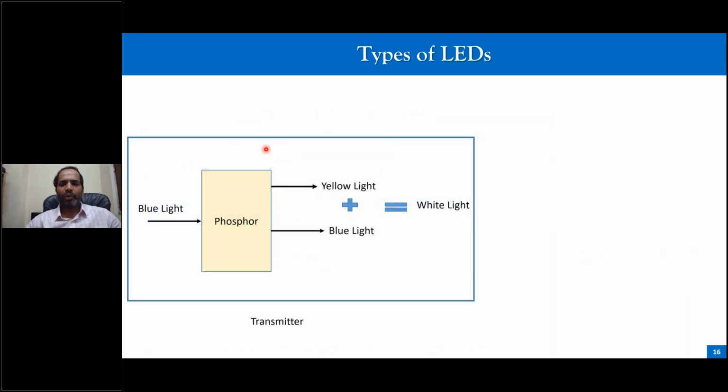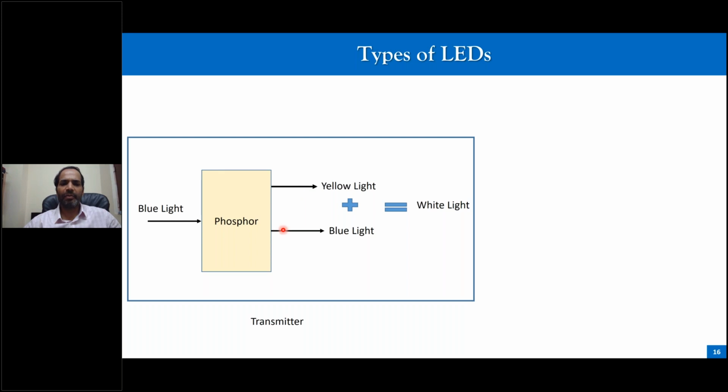Now we have seen one problem with these phosphorus coated LEDs is it has got low bandwidth. Let us try to understand why is that. So how is white light produced when we use phosphorus coated LEDs? Blue light hits phosphor and phosphorescence happens, which produces yellow light and blue light. So yellow light and blue light mix up to give you what is known as white light. Okay, and this phosphorescence is a slow process.